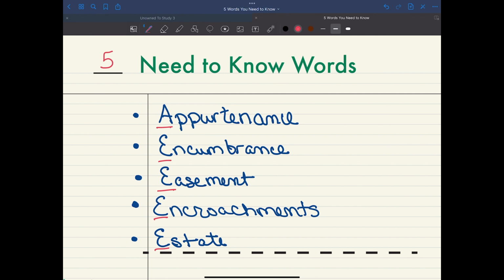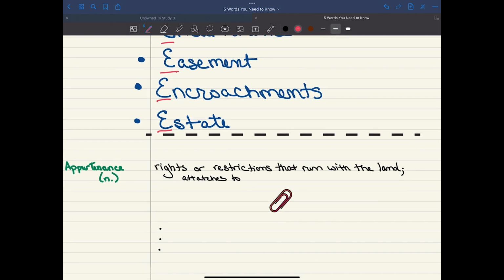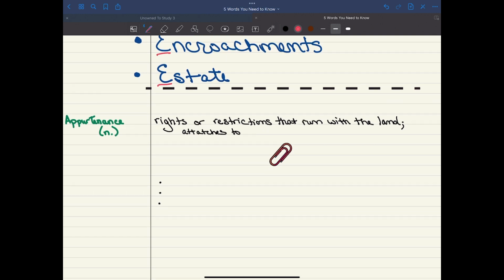Appurtenance, Encumbrance, Easements, Encroachments, and Estates. Let's talk about the differences in each of these, and hopefully you won't be that person that messes it up. All right, so let's go to our first word, which is an appurtenance.